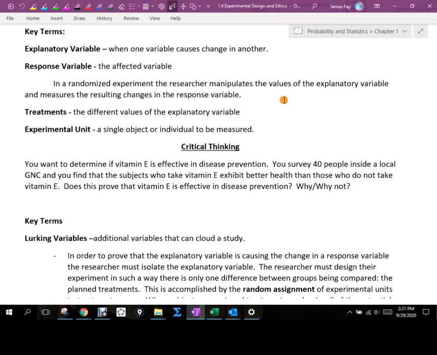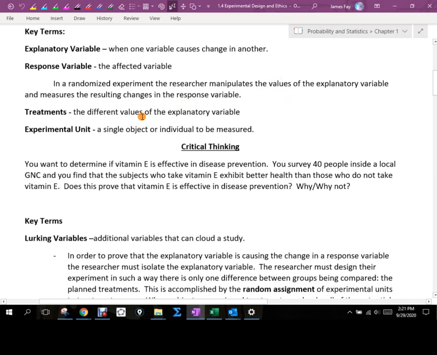If I'm talking about aspirin influencing heart attack rates, the dosage of aspirin, and maybe even the frequency with which I give it or take it, would be the explanatory variable, and the response would be either the increase or decrease in heart attack rates. Does that make sense? Okay, so response and explanatory variable are linked, and those are the things that we're trying to study.